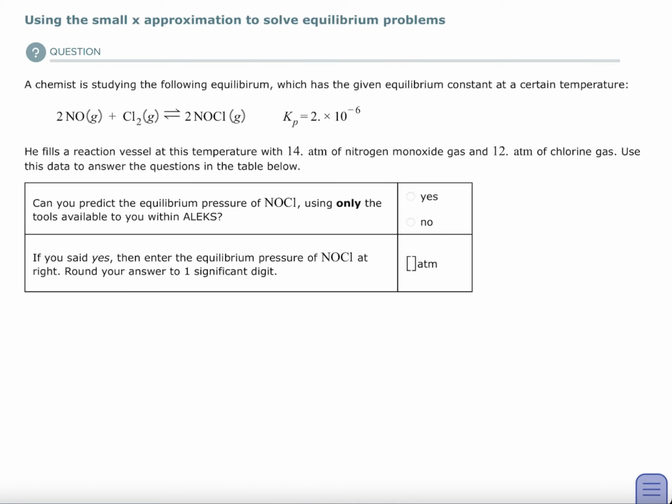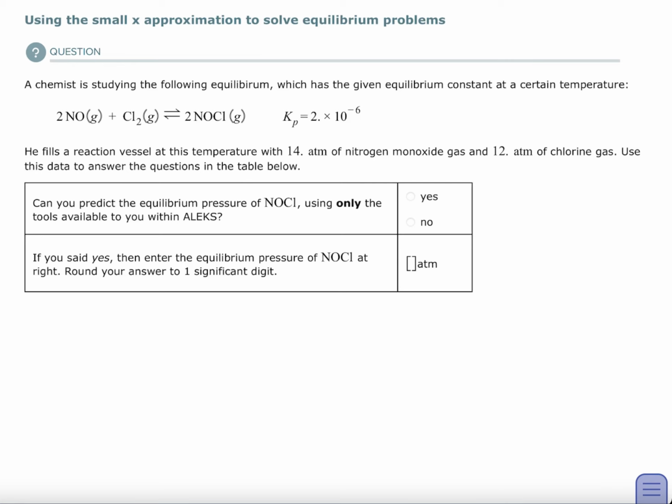Welcome back. This is an Aleks homework video on using the small x approximation to solve equilibrium problems. I call this fudging, and it is awesome because you can do what looks like an absolutely terrible problem in just a couple of minutes.